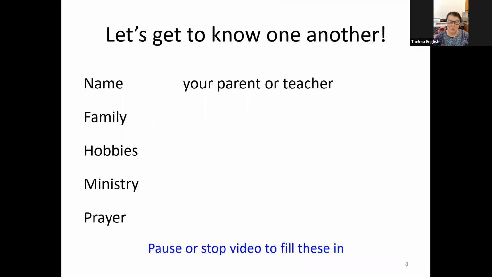Okay, let's get to know one another. If you will pass out your little 3x5 cards, they might be smaller than that, I'd like you to fill a few things out on the card. Put your name at the top, and then say something about your family situation.